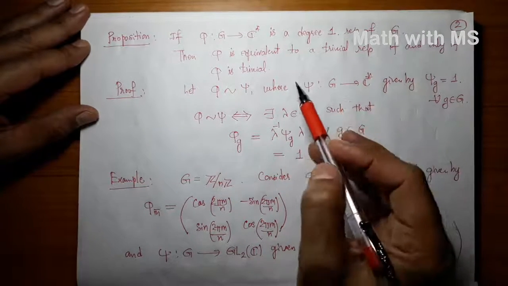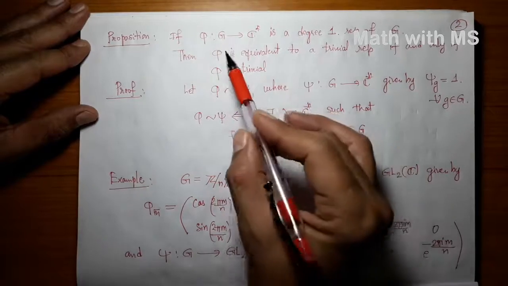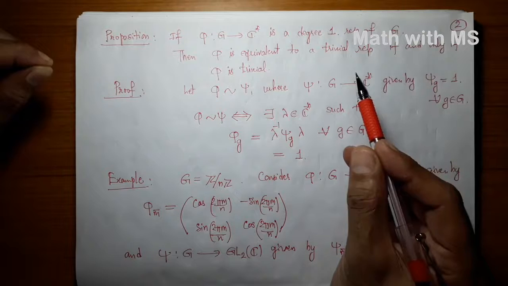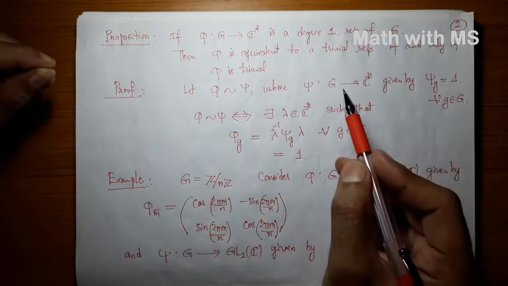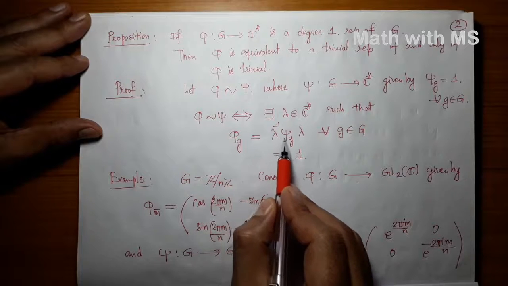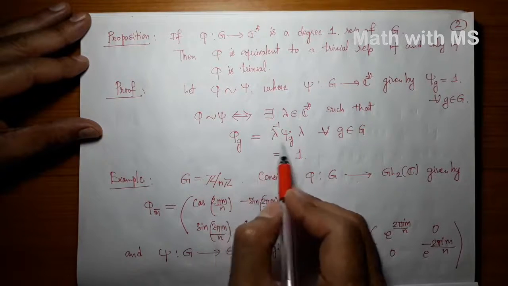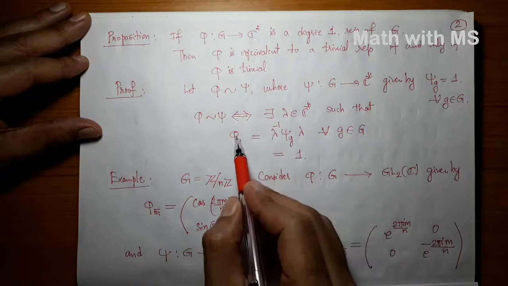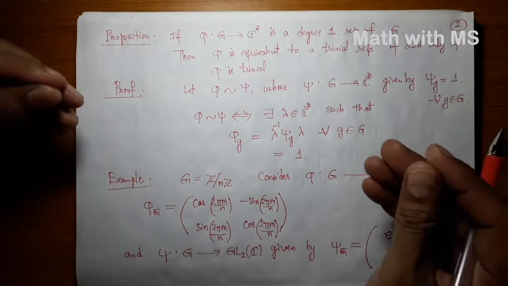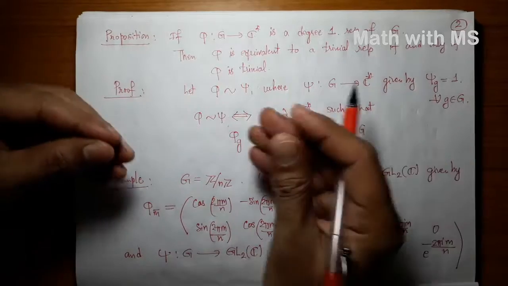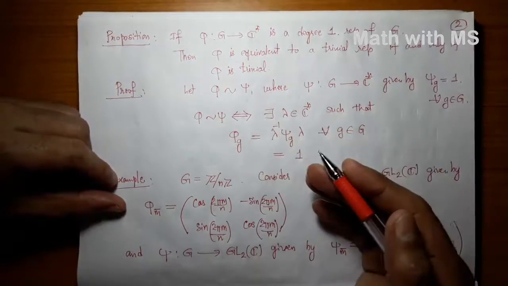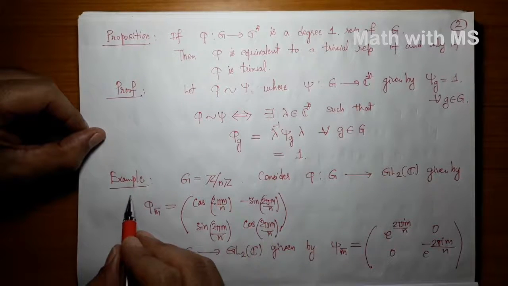And in fact, you can generalize this. Two degree 1 representations are equivalent if and only if they are actually the same. You can see that here you will get lambda inverse psi g lambda, but you are in C star, so it gets cancelled and you get phi g equal to psi g. So in degree 1, equivalence of representations is just the same as equality, but that's not the case when you go to higher degrees. Let's see a simple example.